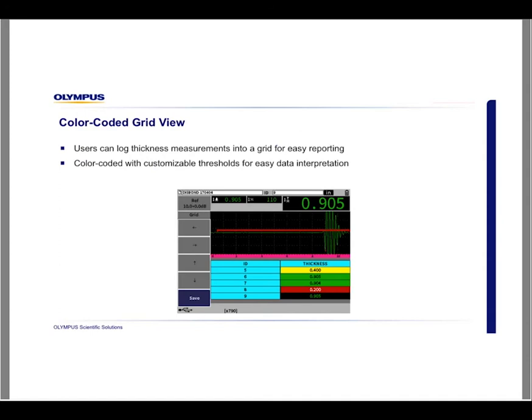So a bit more on the grid. One useful application for the grid view is that if, for example, you're taking spot measurements in a grid pattern, you can set up your grid size in dimensions to match the grid of your inspection. It just makes it easy to correlate your thickness reading to the point on the part that you're actually inspecting. And then the color coding gives you immediate visual feedback.